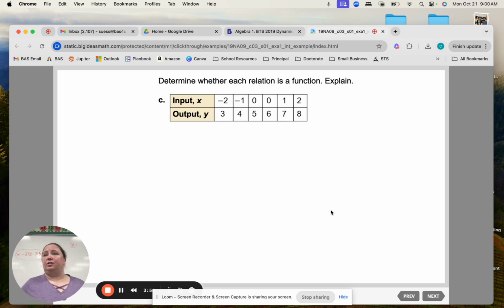So let's look at C. Now they're organizing it into an input-output table. These are still points. So this is a point, x and y, x and y, and so on. So if I were to graph this, -2, 3 would be a point on the graph. -1, 4 would be a point on the graph, and so on. Okay, input, output. Now, can this be a function? No. Why not? Because there's 2 zeros and they have 2 different outputs. So we cannot have a function here.